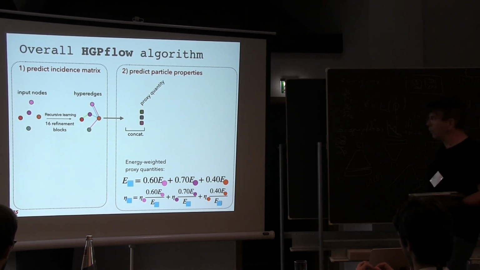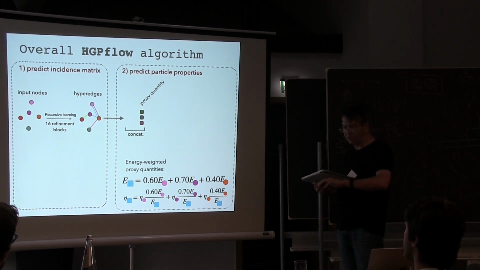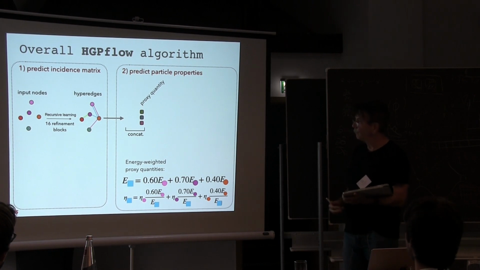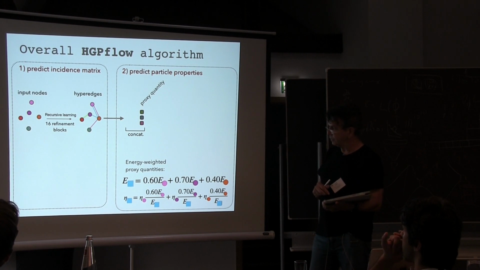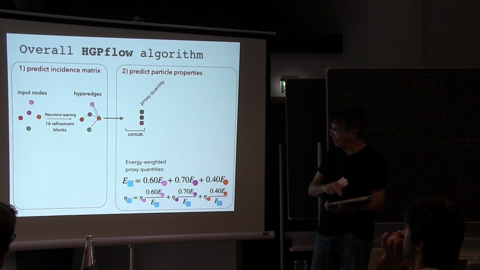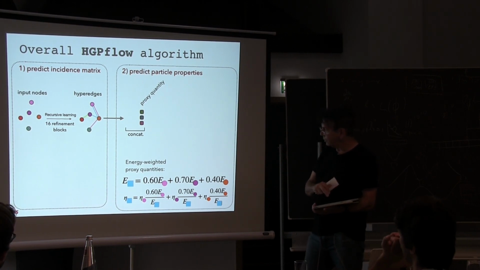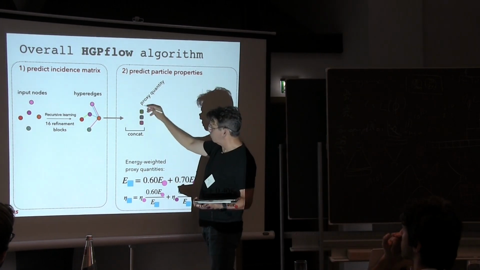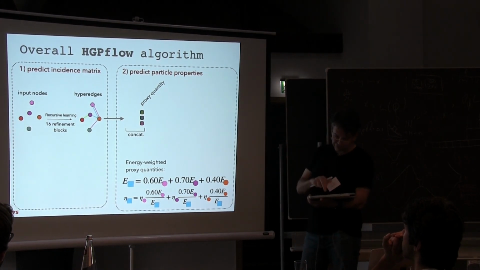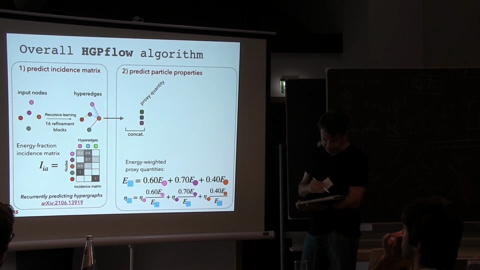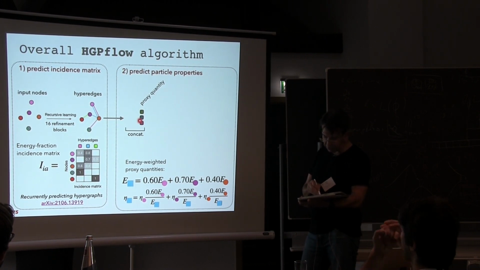So the overall hypergraph P-flow algorithm will be the following. First, we predict the incidence matrix. We have a recursive learning with 16 refinement blocks, and we predict the hyperedges. From them we can calculate our proxy quantities, both for neutral and for charged. So we predict our incidence matrix, from which we get the proxies.